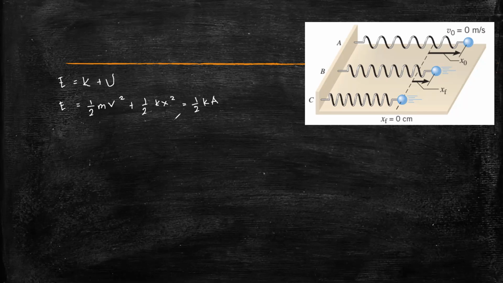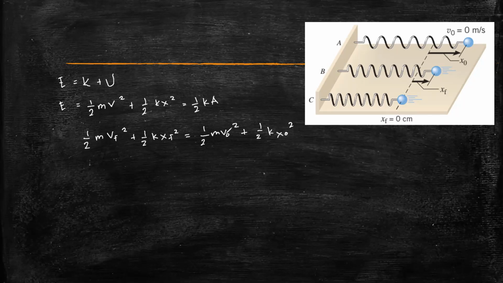So in our problem, since we are looking for the final translational speed of the object at the position of 2.25, we can have this formula: 1/2 m Vf squared plus 1/2 k xf squared is equal to the initial, since we have a constant energy, 1/2 m Vi squared plus 1/2 k x squared.